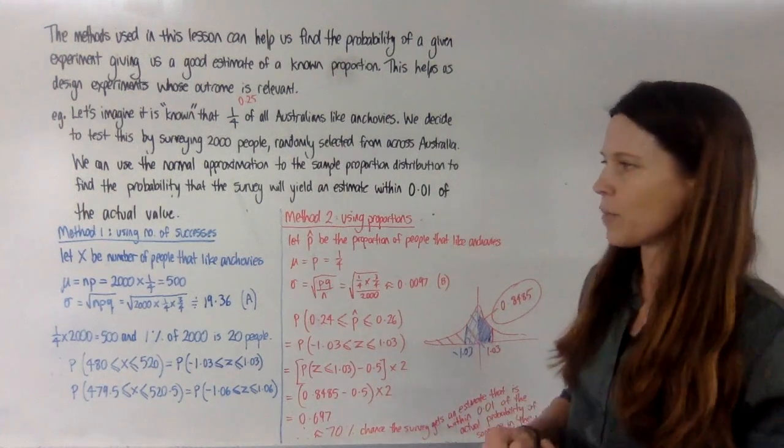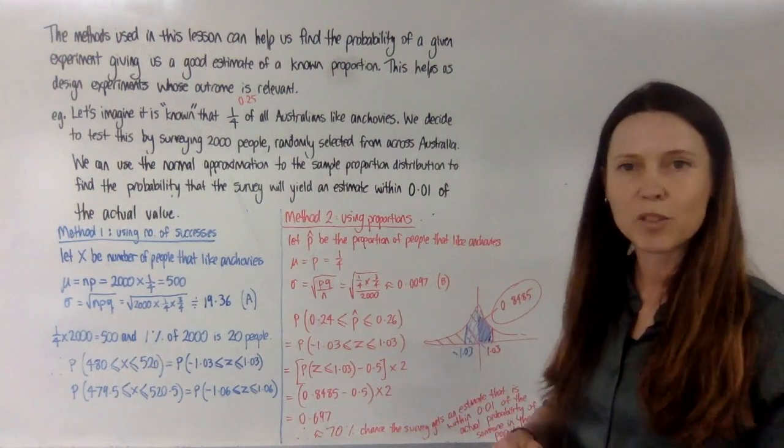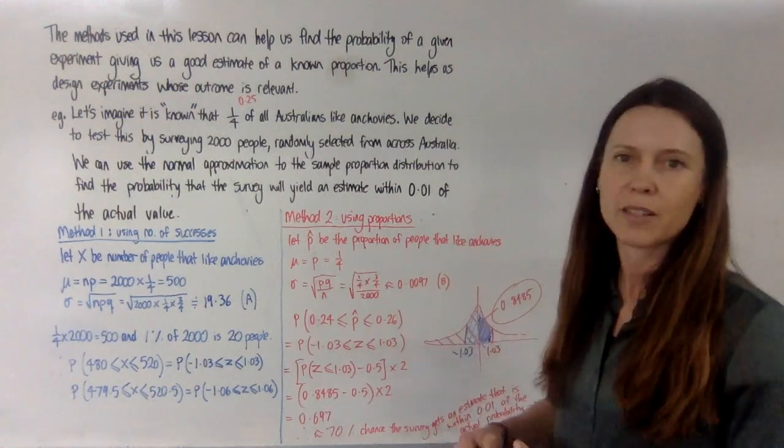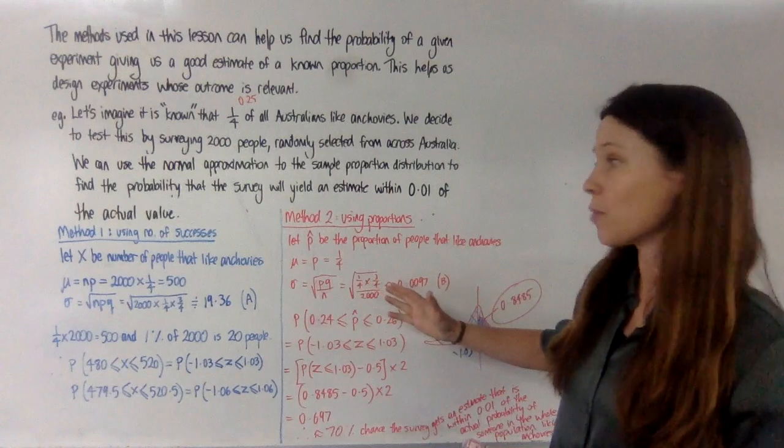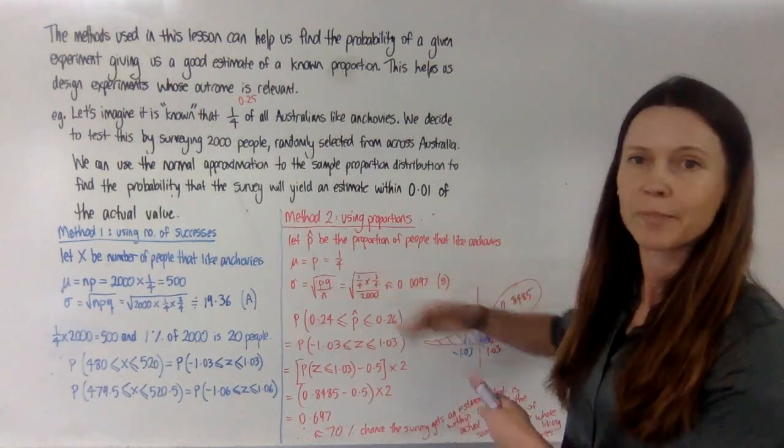So I think take your pick with method 1 or method 2. Maybe do some questions each way until you get a feel for what questions might require this sort of working, or maybe some questions will be easier this way. You'll find out.